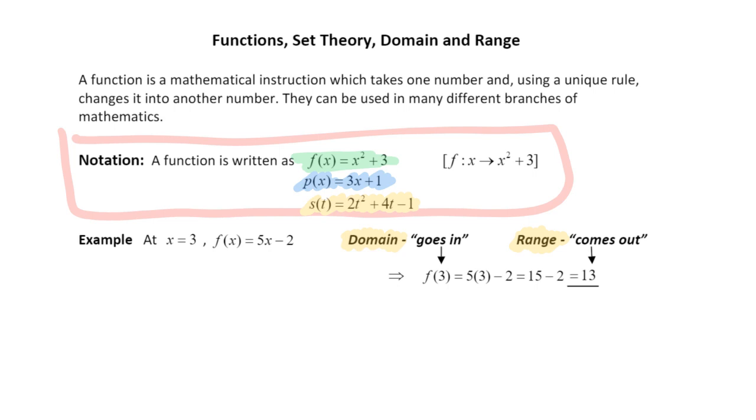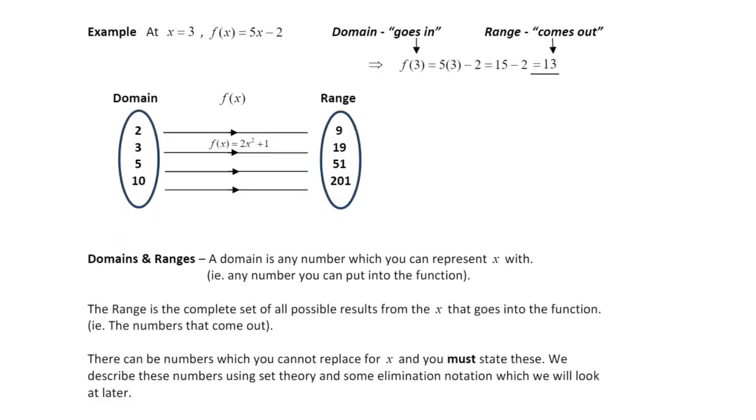So the domain is effectively the numbers that go in, and the range is the numbers that come out. So domain is ultimately any value that can be represented by x, and the range is the results of any values that have been put into the function. Okay, and I'll give you notes on that as well. So if we just have a look at a kind of pictorial representation of the domain and the range, it might help things a little bit.